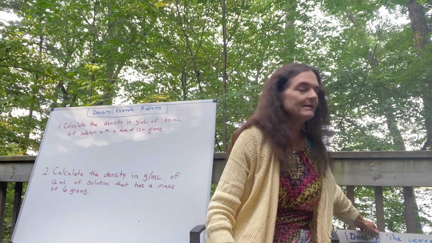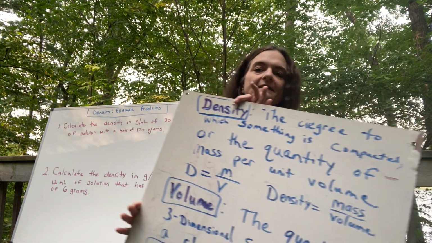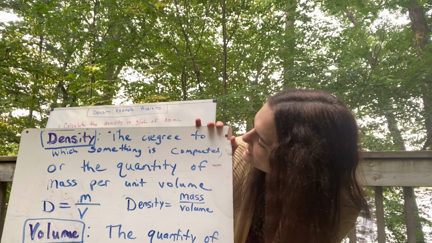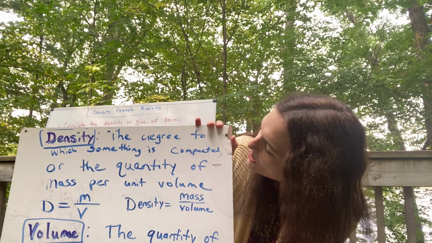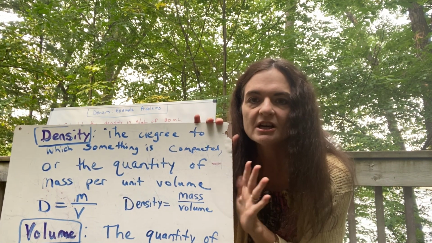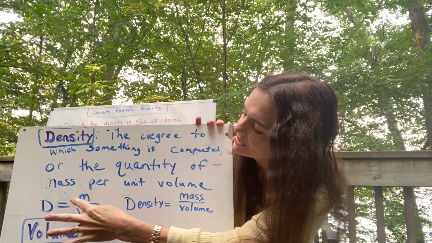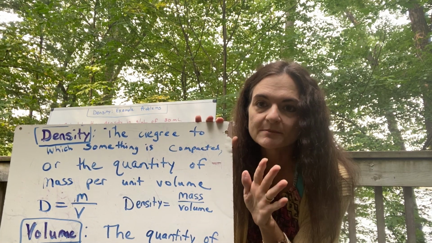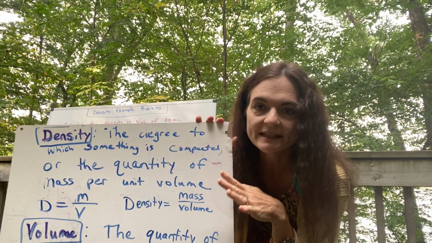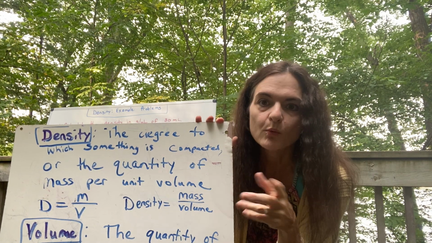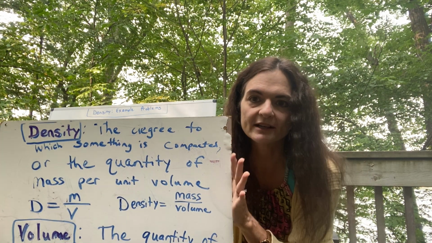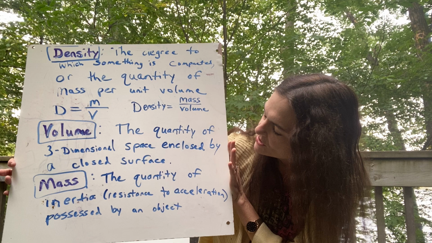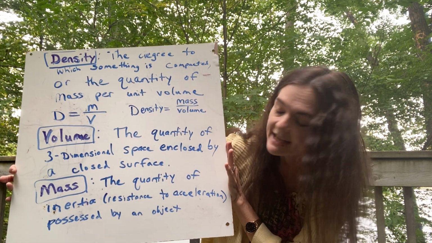So a couple things about density in general. What is density? These were things in the lesson, and I'm just going to quickly review them for you. Density is the degree to which something is compacted, or the quantity of mass per unit volume. So that's why we have this formula, which you're going to be using, D equals M over V, or density equals mass over volume. It's important for you to understand why we're doing it that way, because then sometimes the answers that you get will make more sense if you understand what it is that you're trying to accomplish here. The definition of volume is the quantity of three-dimensional space enclosed by a closed surface.